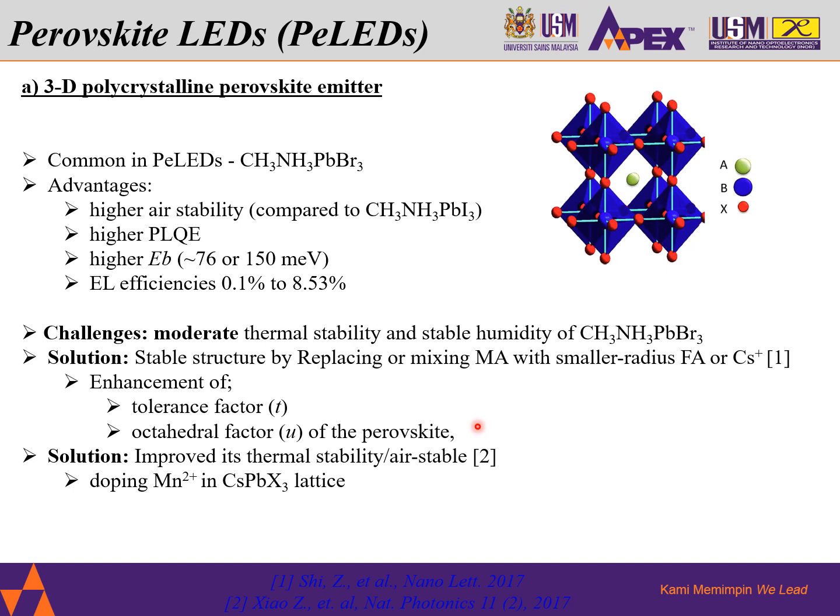However, the solution is to replace or mix MA with the smaller radius FA or Cs, which results in enhancing the tolerance factor t and octahedral factor, which we can call mu, for the perovskite, which contributes to gaining a more stable perovskite structure. And also another solution is doping of Mn2+ in CsPbX3, which significantly improves its thermal stability and also makes air stable PeLEDs.